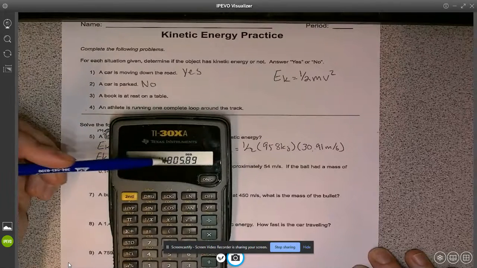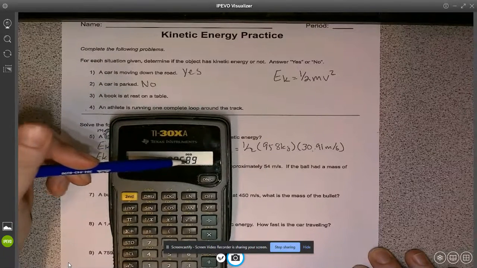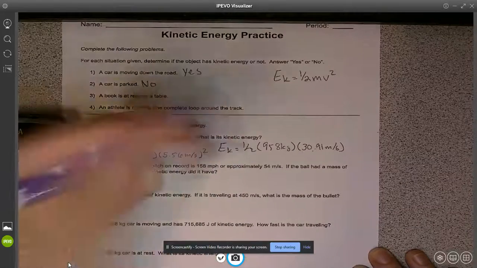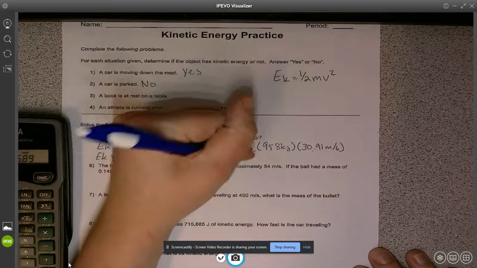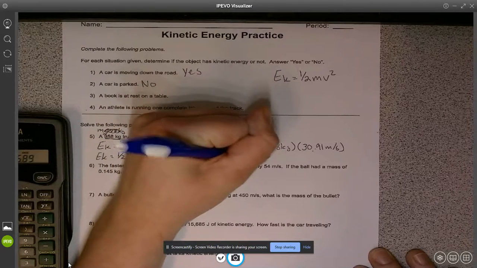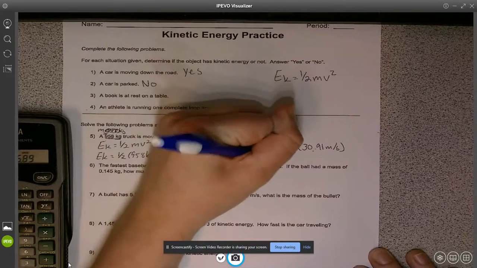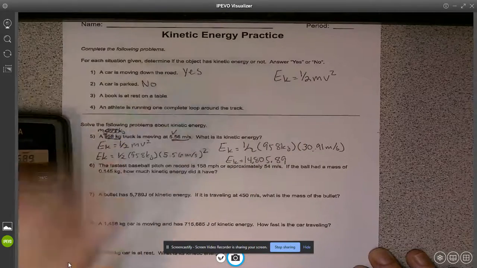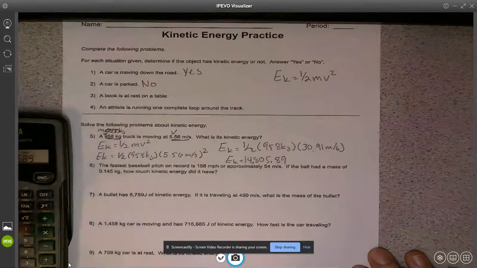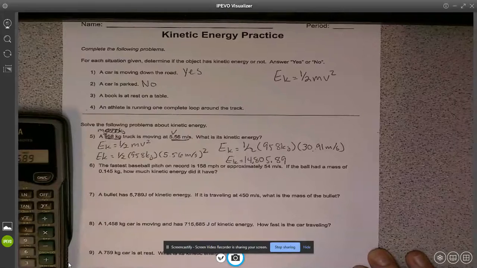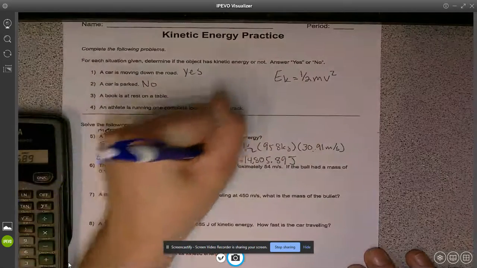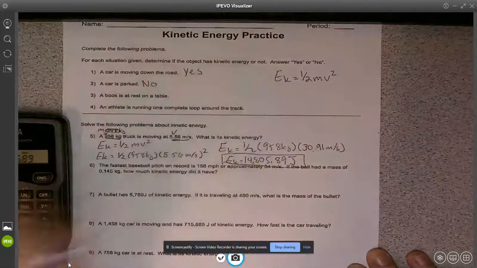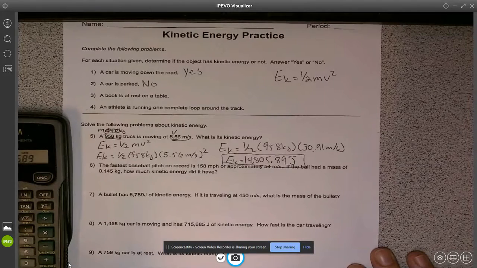And I get 14,805.89. So I'm going to throw that in: my kinetic energy is equal to 14,805.89. All right, so remember, it's an energy, so the unit we're going to want to use is joules, and joules is represented by the letter J. So after all that niceness, there is my final answer for number 1.